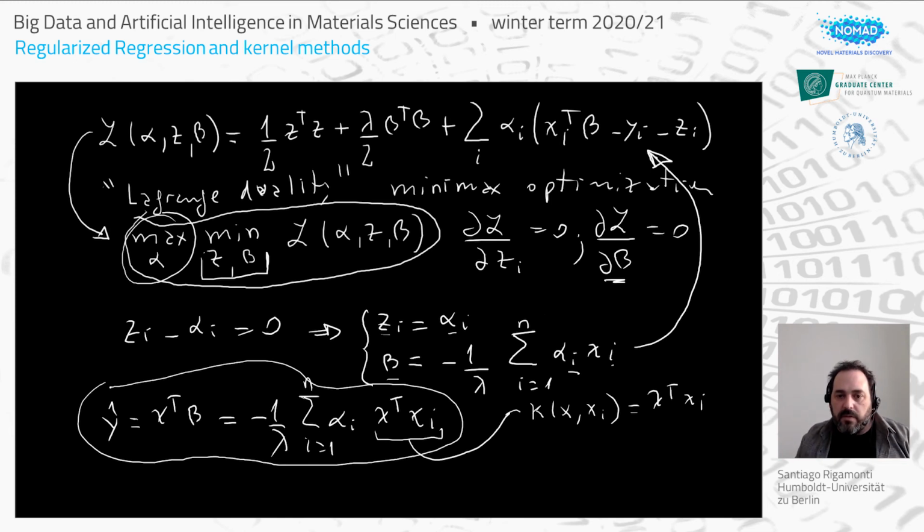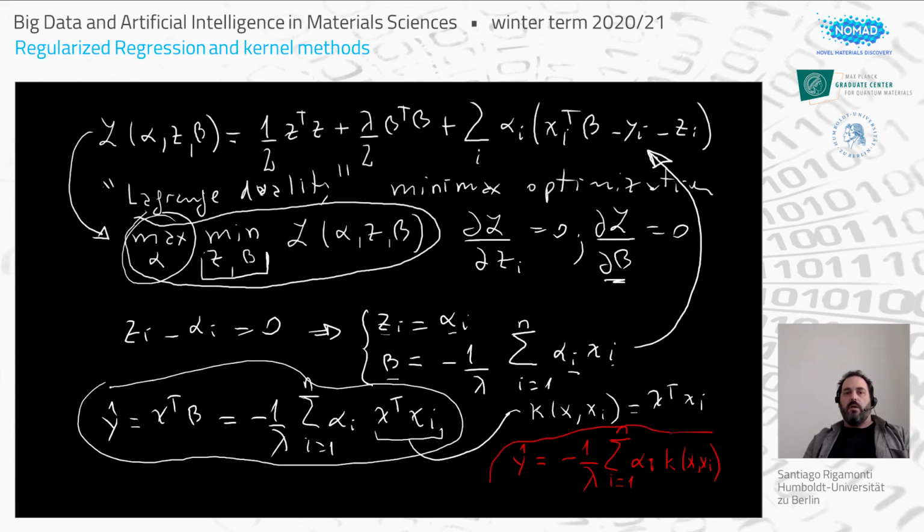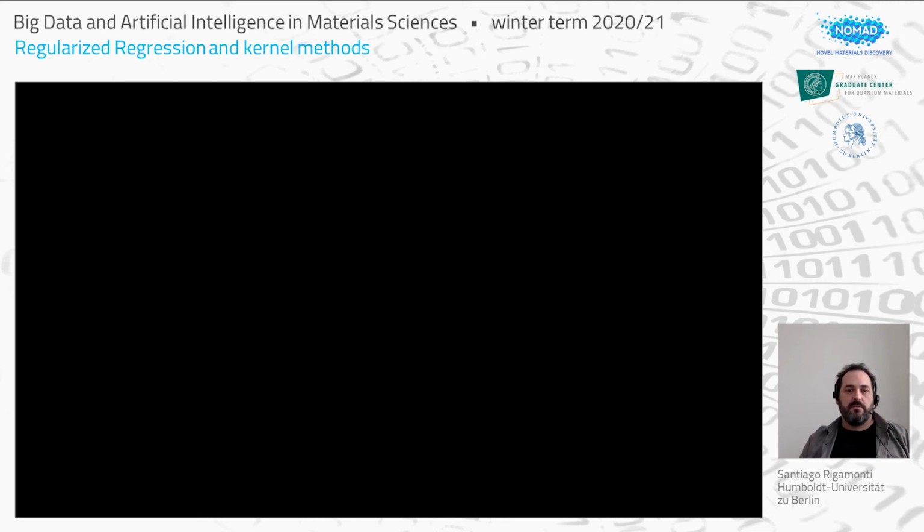So now we have that our prediction y is equal to minus 1 over lambda times the sum over i from 1 to n of alpha_i, and now the kernel between x and x_i. So you see it's a linear combination of kernel functions.